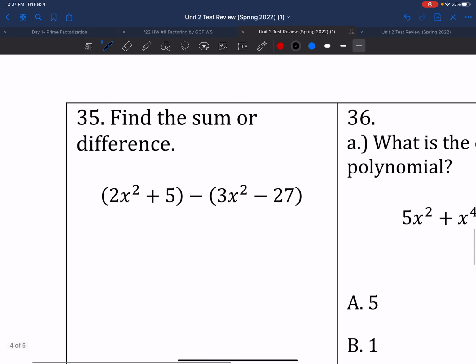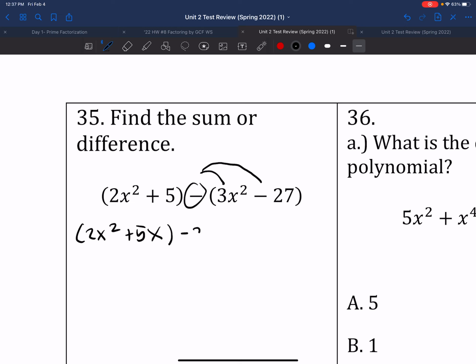Finding the sum or difference. Okay, so on the test, a lot of people went ahead and just added 2x squared plus 3x squared, and that's 5x squared. But people are neglecting this negative in front, because if there is a negative in front, you've got to go ahead and distribute to every term. So you have 2x squared plus 5x minus 3x squared. Actually, I'm going to go ahead and do that without the parenthesis. Minus 3x squared minus 27.